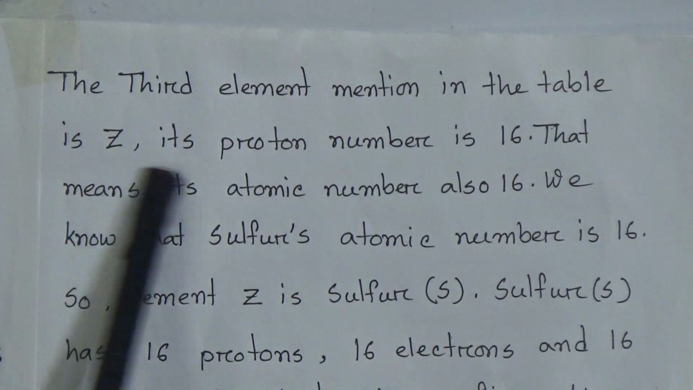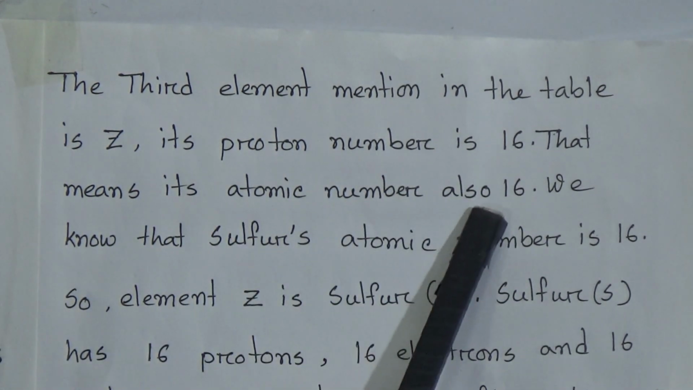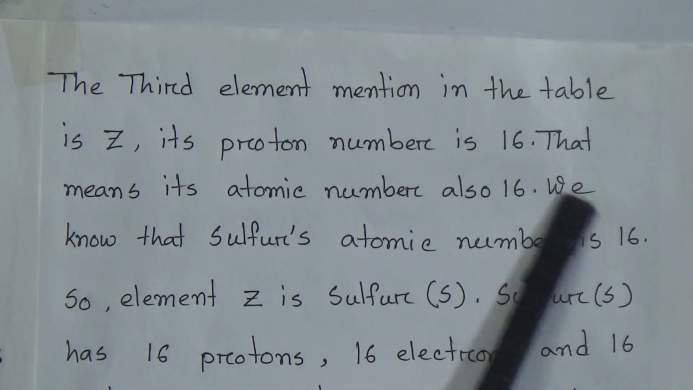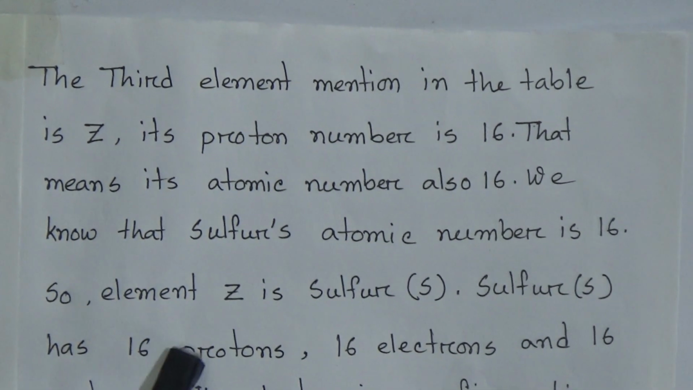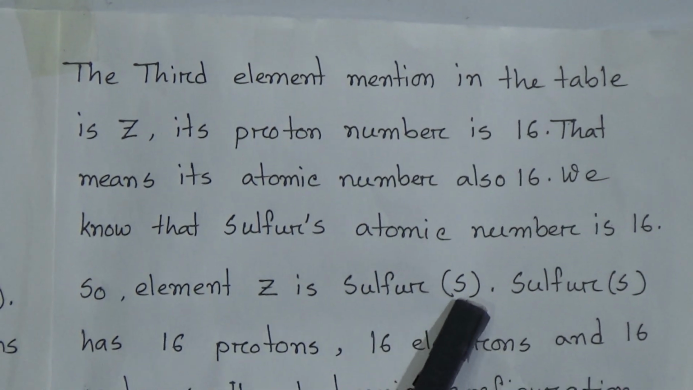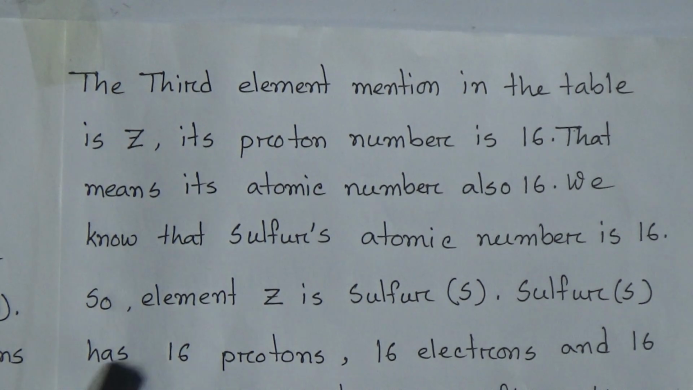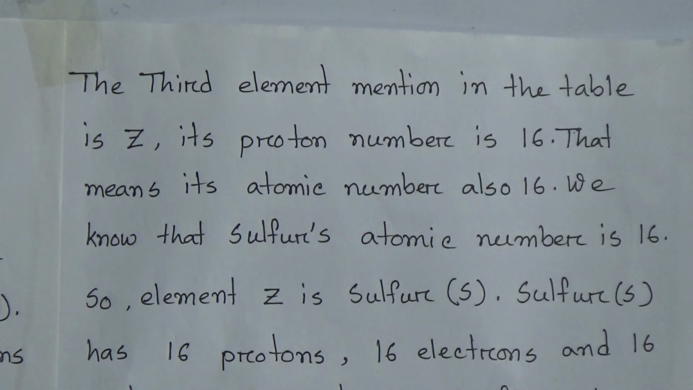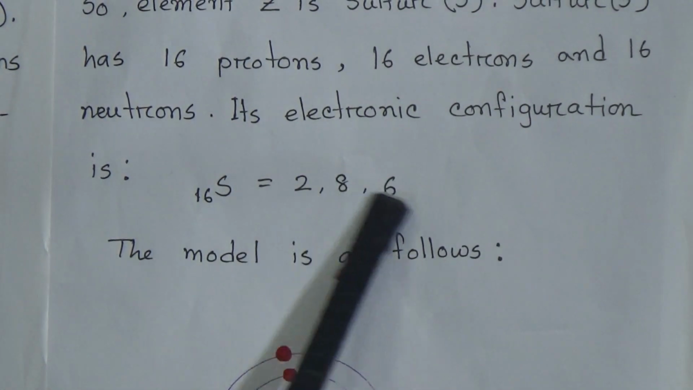The third element mentioned in the table is Z. Its proton number is 16. That means its atomic number is also 16. We know that sulfur's atomic number is 16, so element Z is sulfur, that is its symbol is S, capital S. Sulfur has 16 protons, 16 electrons and 16 neutrons. Its electronic configuration is S16, it is equal to 2, 8 and 6.